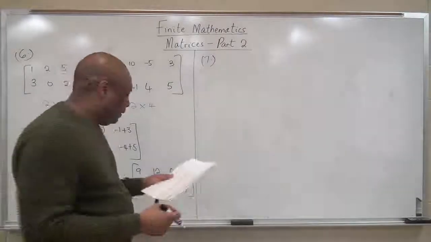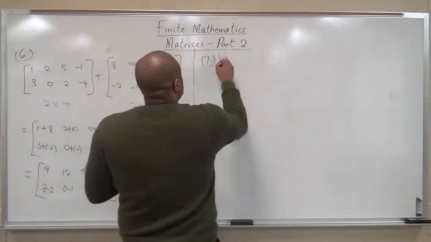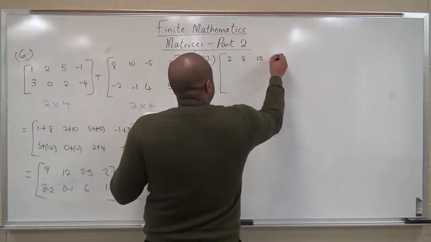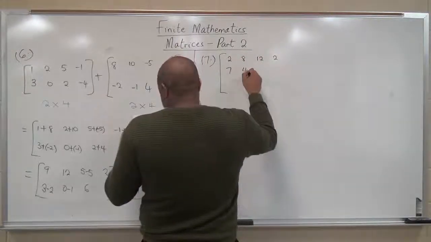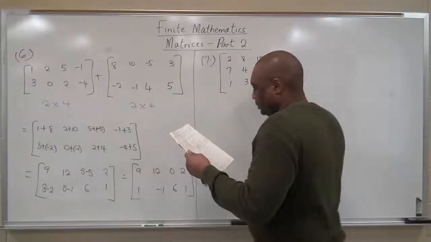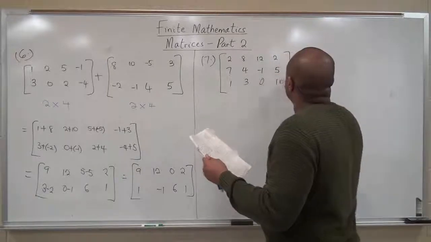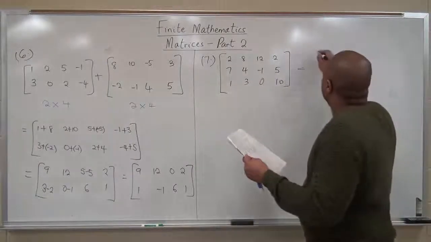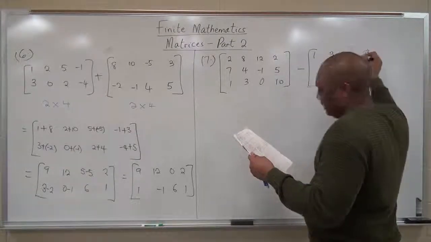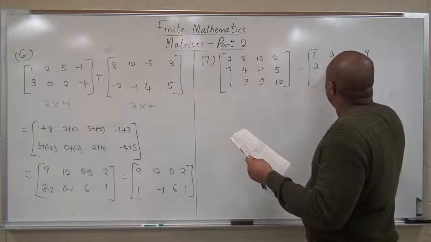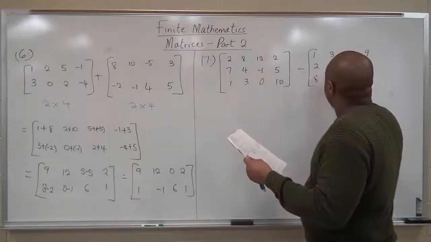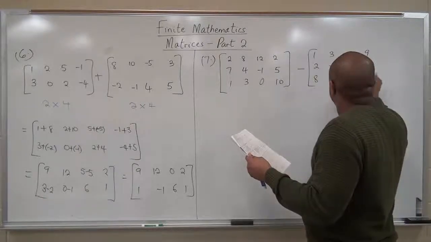Question 7. Perform the indicated operation. Let me call by row. 2, 8, 12, 2, 7, 4, negative 1, 5, 1, 3, 0, 10, minus 1, 3, 7, 9, 2, negative 3, 2, 4, 8, 5, negative 3, 27.